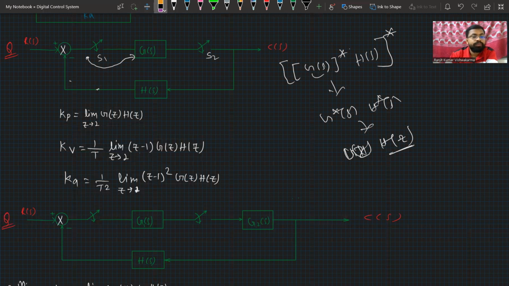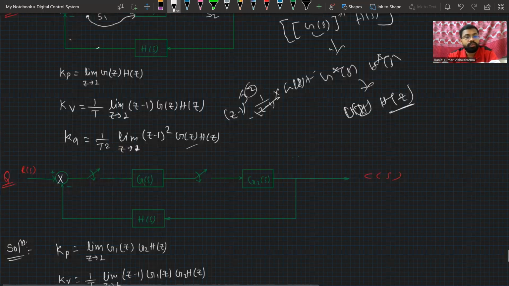Now Ka is 1 by T squared, limit of z minus 1 whole square. Why is the two term coming here? Because the one term will be cancelled. Actually from here the three term will be there, z minus 1 to the power 3, and this function will become 1 by z minus 1, and after that you write this G of z, H of z. This one term will cancel. Okay, now in this way you can calculate.